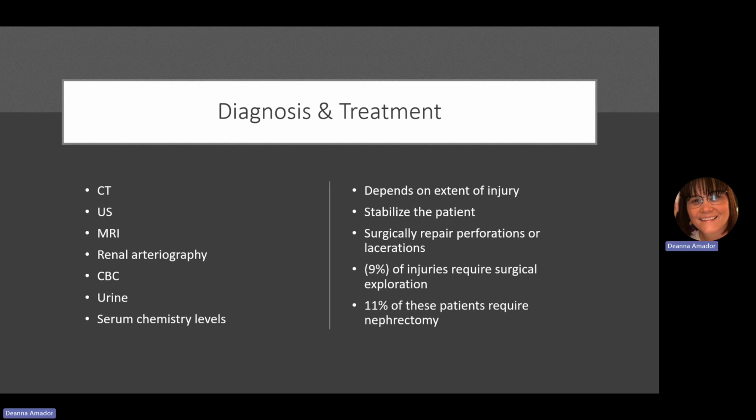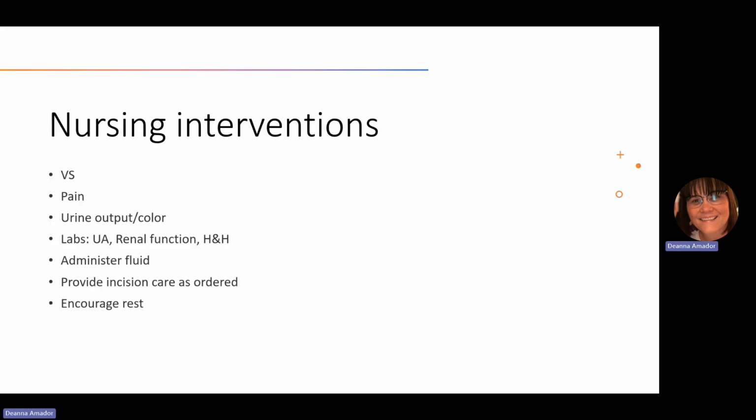A lot of times they just watch and observe, but surgery may be indicated, especially if there's severe bleeding. But a lot of times they just watch. So our nursing interventions, again, are monitoring our vital signs and watching pain. Like I said, urine output and color, but the amount of hematuria does not correlate with the injury severity. More important would be urine output, because oliguria may show that there's some type of obstruction happening. Our lab values: urinalysis, renal functions. Remember to watch your H&H so you can see if you're bleeding. We want to really tell our patients that they need to rest.